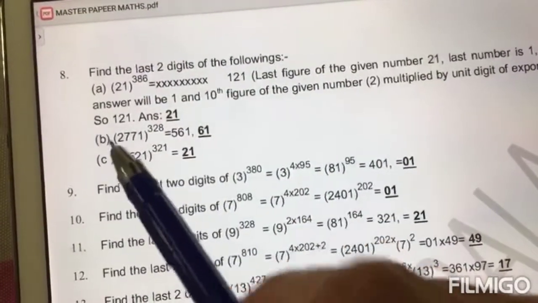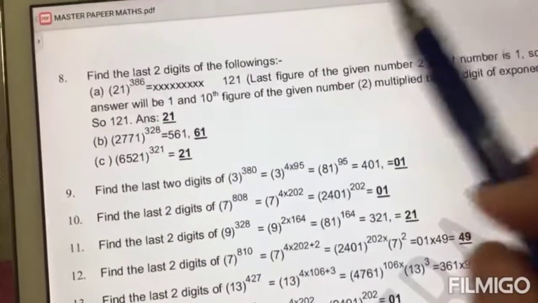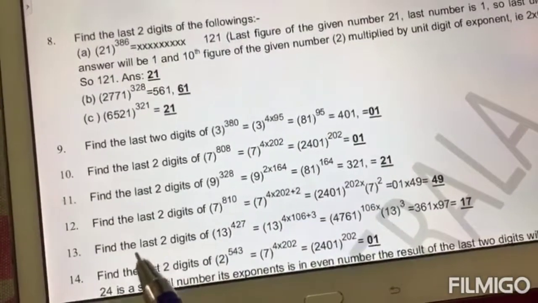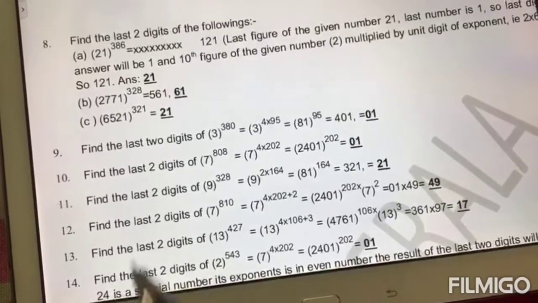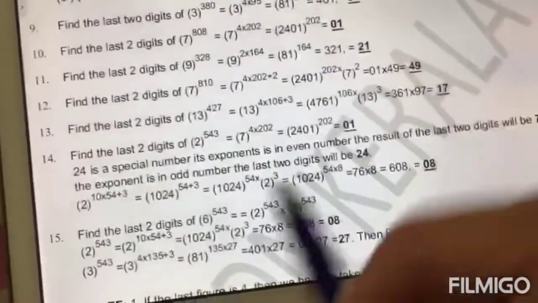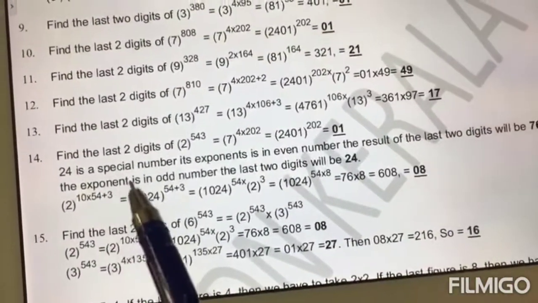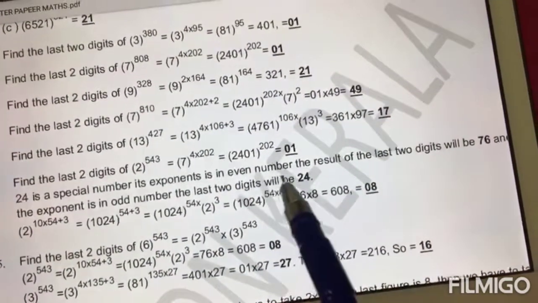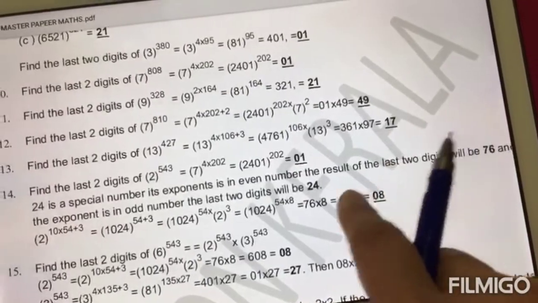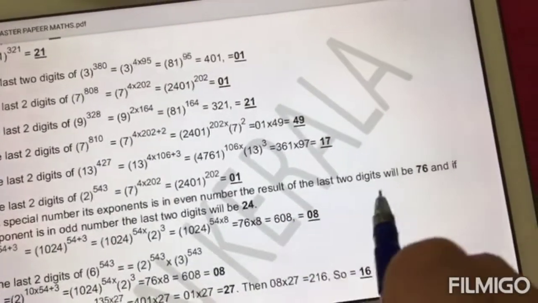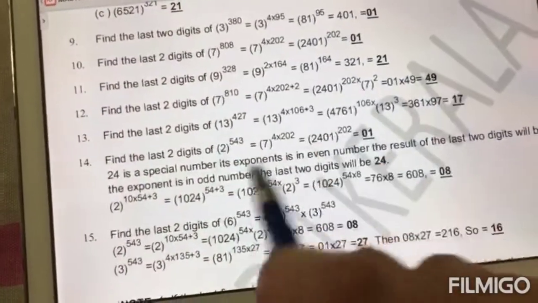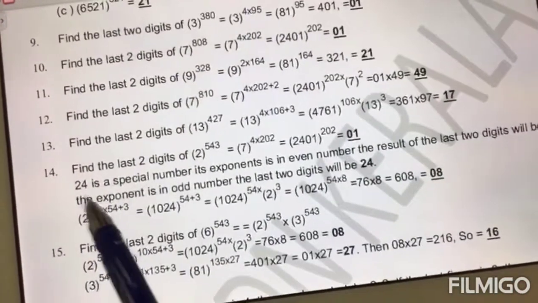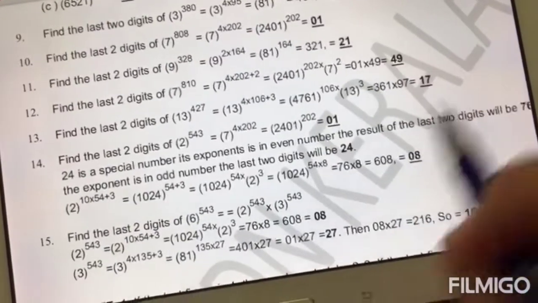You can use B and C for practice. It's the same principle. 9, 10, 11, 12, 13, they're all the same. 14 is also the same, but they have given you a note. 24 is a special number because if its exponent is an even number, the result of the last 2 digits will be 76, and if the exponent is an odd number, the last 2 digits will be 24. This is for number 24. Just keep it in mind.